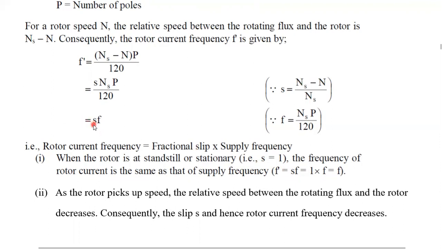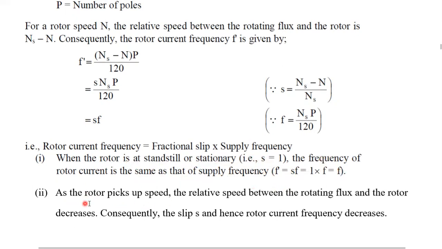At starting condition, what is the rotor frequency? Same as supply frequency. For example, if the stator supply frequency is 50 Hz, then at starting condition the rotor frequency is equal to 50 Hz. Understood? It is not changing because slip is equal to 1. When the rotor is at standstill, slip is equal to 1, and f' = sf = 1 into f, so f' = f. That is, rotor frequency is equal to stator frequency.